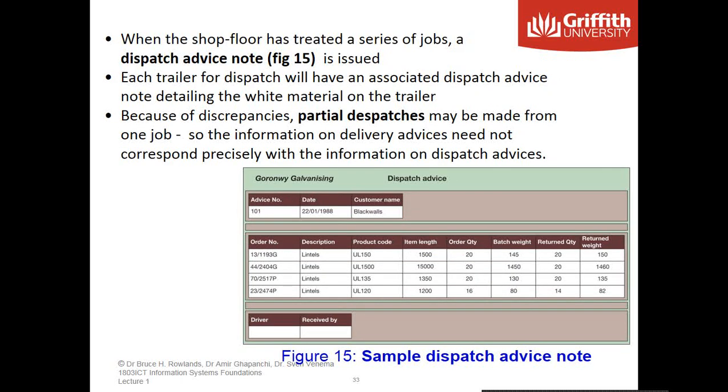When the shop floor has treated a series of jobs, a dispatch advice note is issued. Each trailer for dispatch will have an associated dispatch advice note detailing what the white material is on the trailer. Because there are discrepancies, and remember you can send some of this material back if it isn't galvanized properly or whatever, there might be a discrepancy or a partial dispatch for one job. So the whole job hasn't been done.